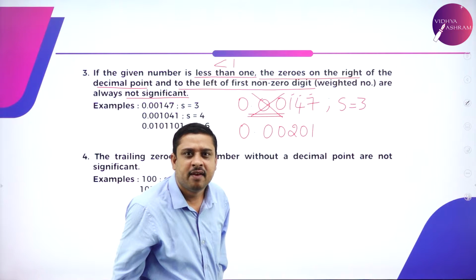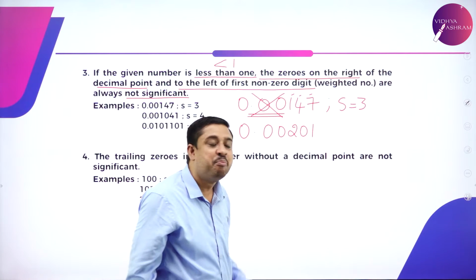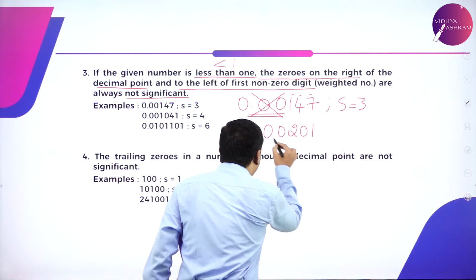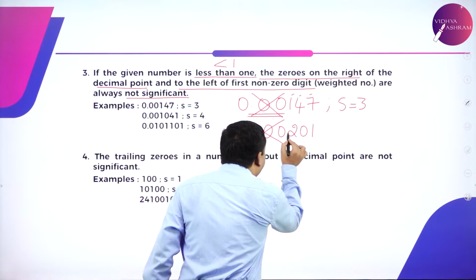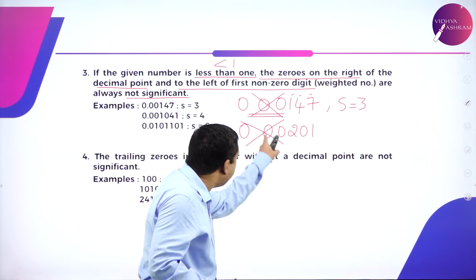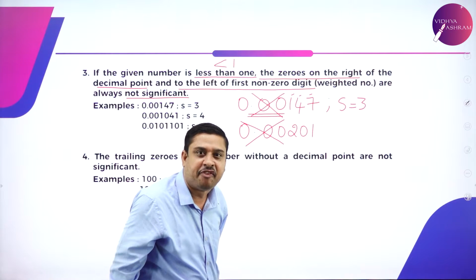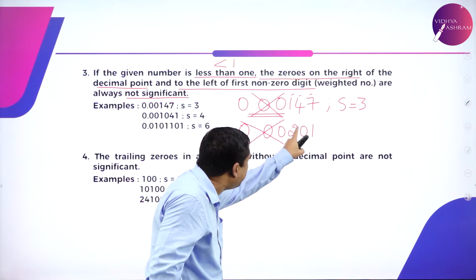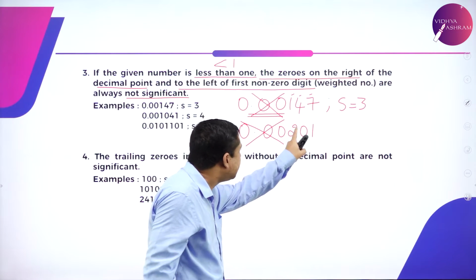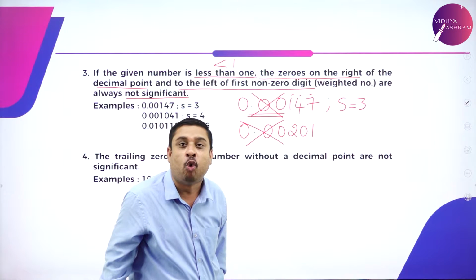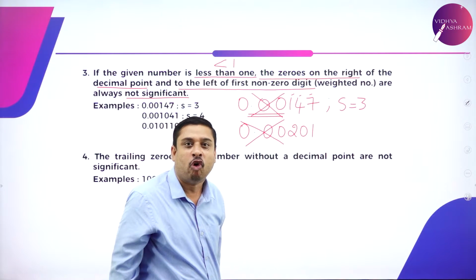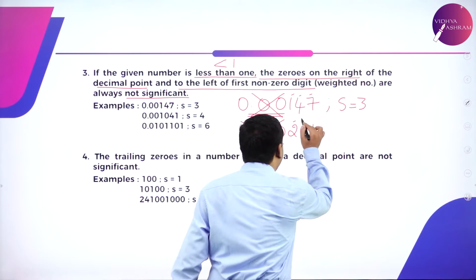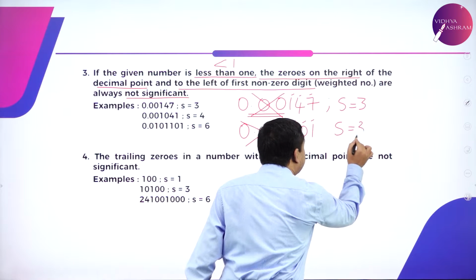0.00201. Again, very clearly, the given number certainly is less than 1. So I will consider the number of zeros to the left of 2, the first non-zero digit, and I say they are insignificant. But what about this 0? This 0 is present between 2 and 1. This 0 is present between 2 non-zero digits. Therefore, it has to be significant as told by my rule 2. So again here, there are 3 significant digits.